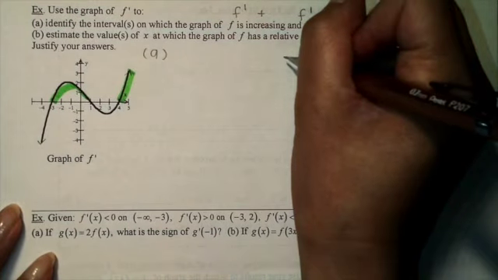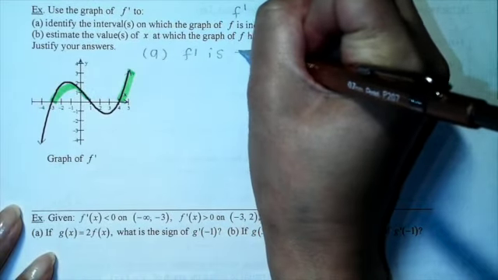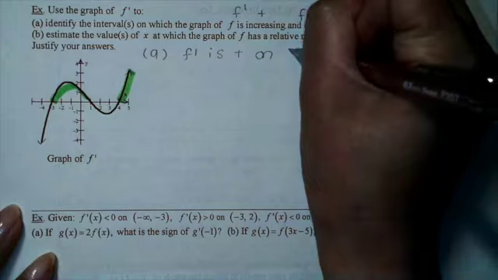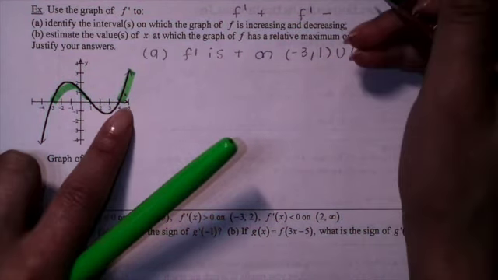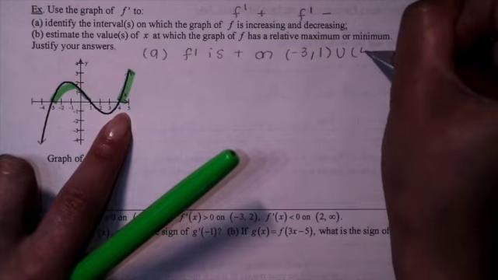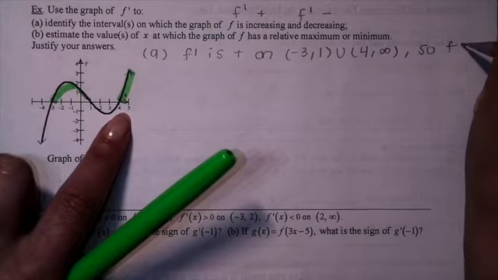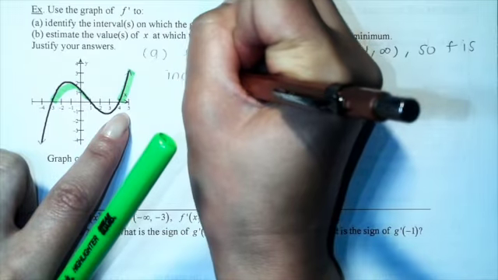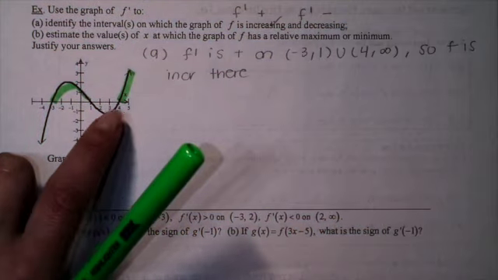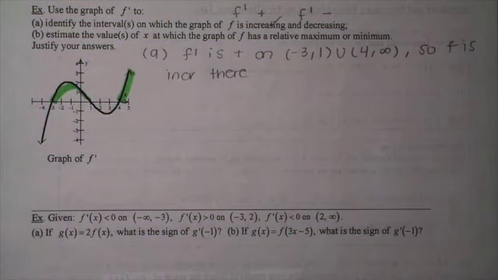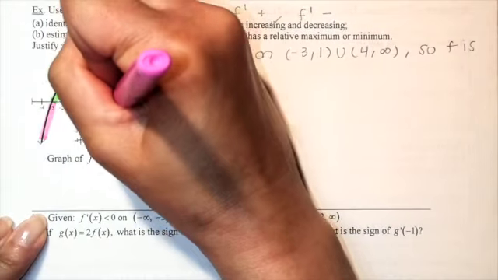So what do you know here? f prime is positive on the intervals, what was it? Negative 3, 1, union, and this one is going to be what? 4, infinity, so f is increasing there. So you have the increasing. Now the decreasing, what happens here? You can see that it's negative where f prime is below the x-axis, so you have here and here.